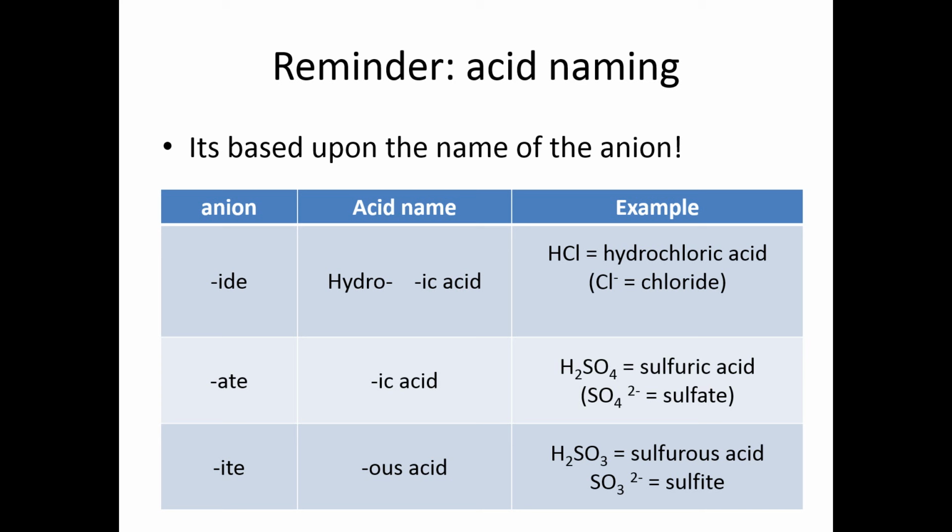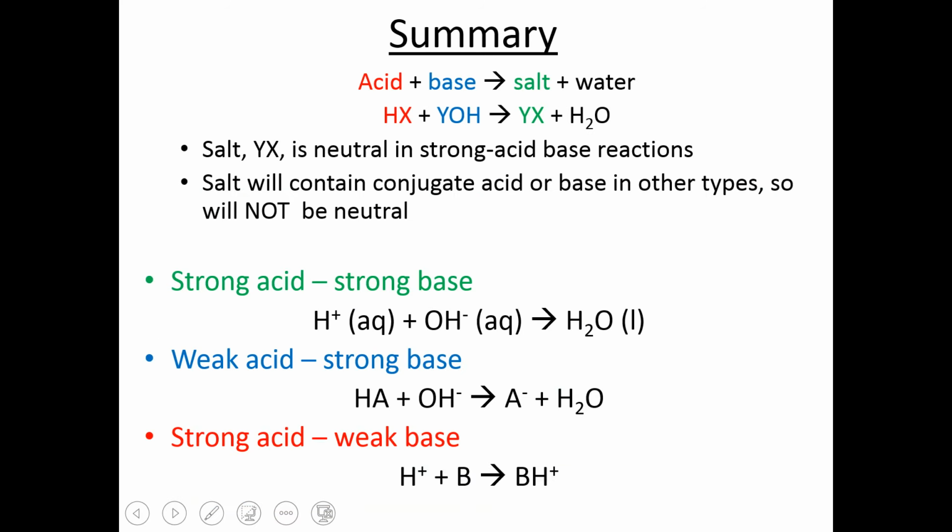Remember, there's three main categories of acids, and you can pause for a minute to look at this slide to review your acid naming rules. Okay, so summary, we're going to be looking at acid-base reactions here. There's the three different types of acid-base reactions we'll be looking at: strong acid with strong base, weak acid with strong base, or strong acid with weak base.